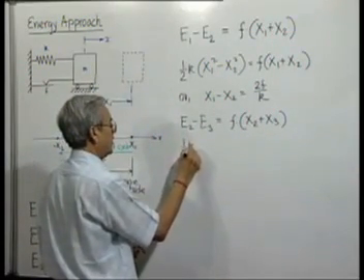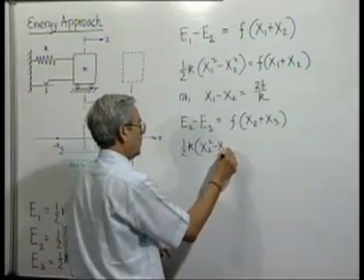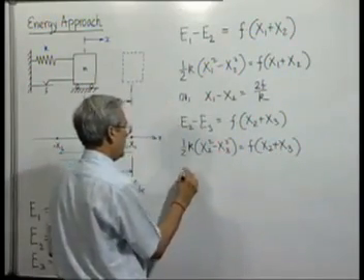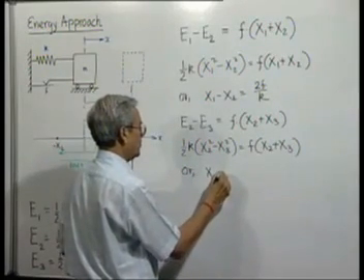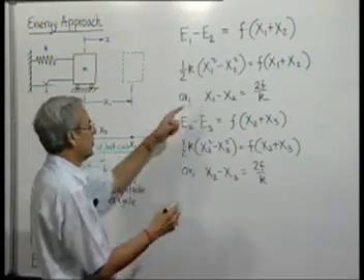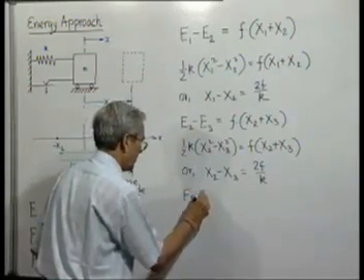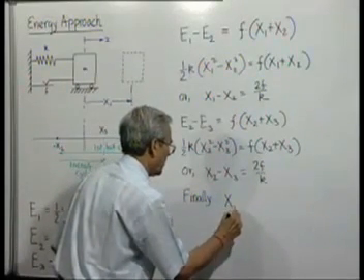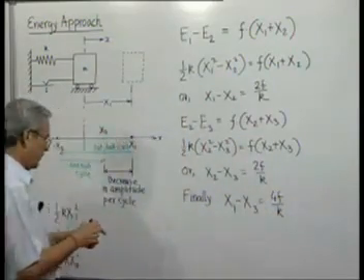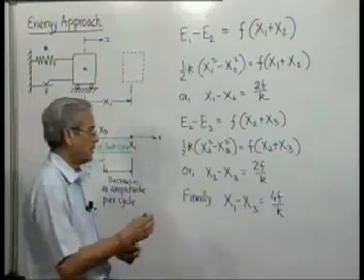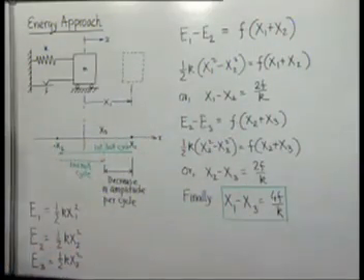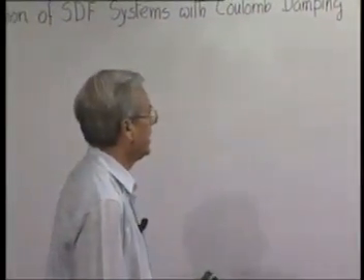Substituting, or finally, x2 minus x3. So adding these two, thus we get the same relationship, that the amplitude decreases by an amount 4f by k in every cycle, and it decreases by 2f by k in every half cycle.